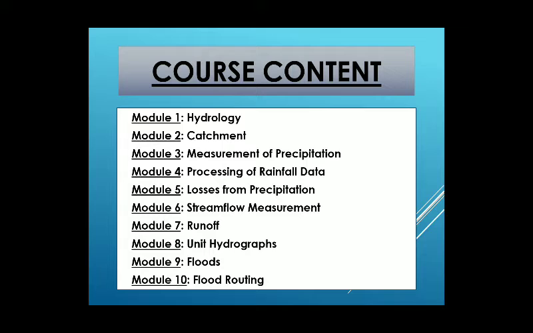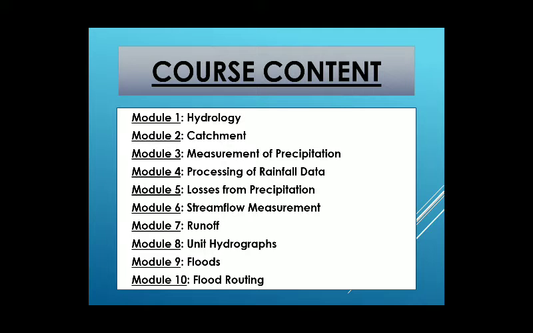The third module is the measurement of precipitation. Here we get to know about the various types of rain gauges, their network and the number of rain gauge stations, and how we can calculate it. The next module is the processing of rainfall data. Here we can delineate rainfall estimation and various methods like the arithmetic method, Thiessen polygon, and isohyetal method.